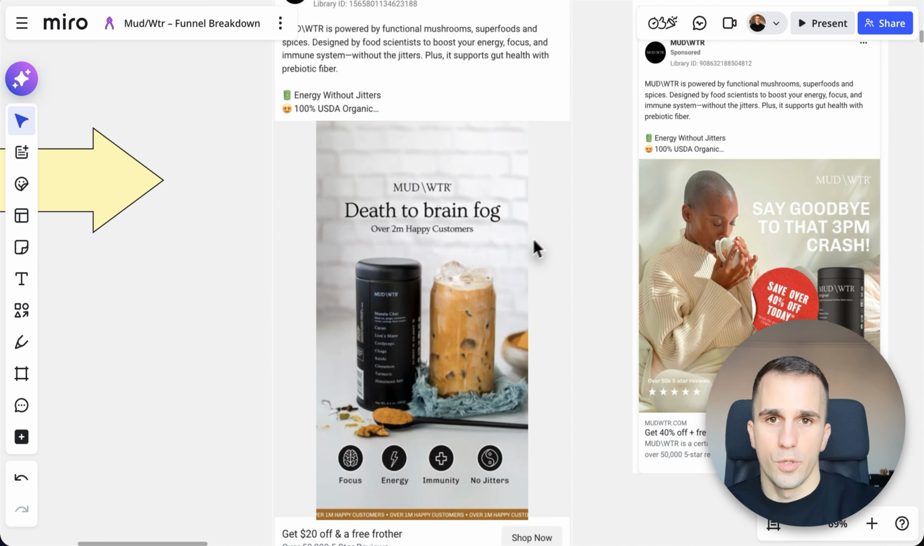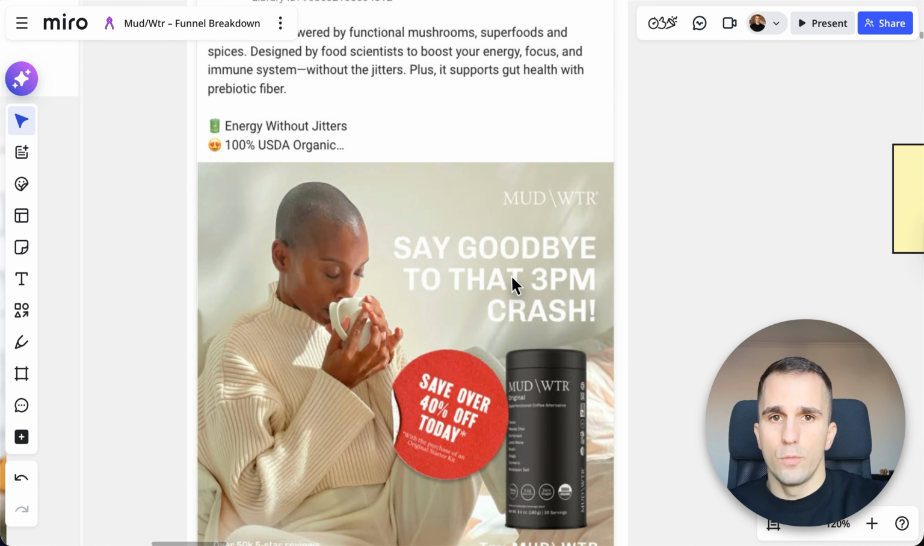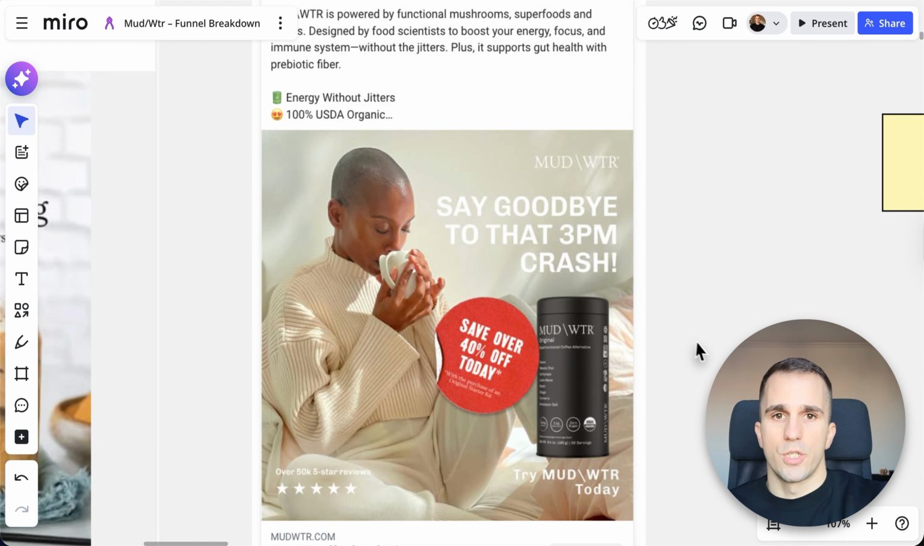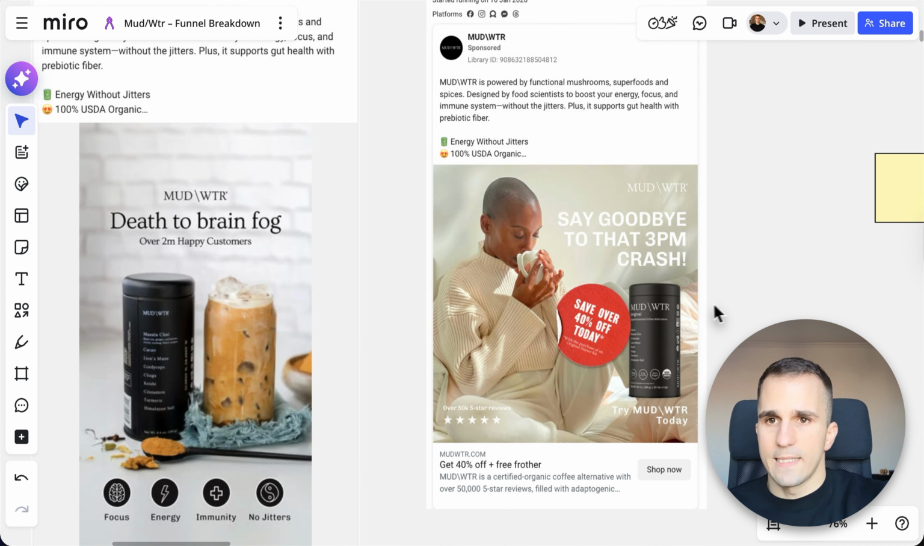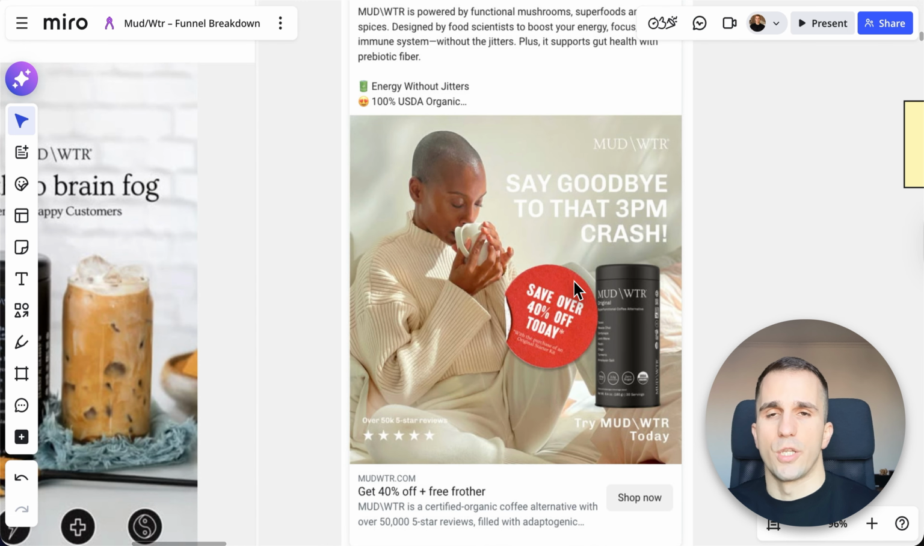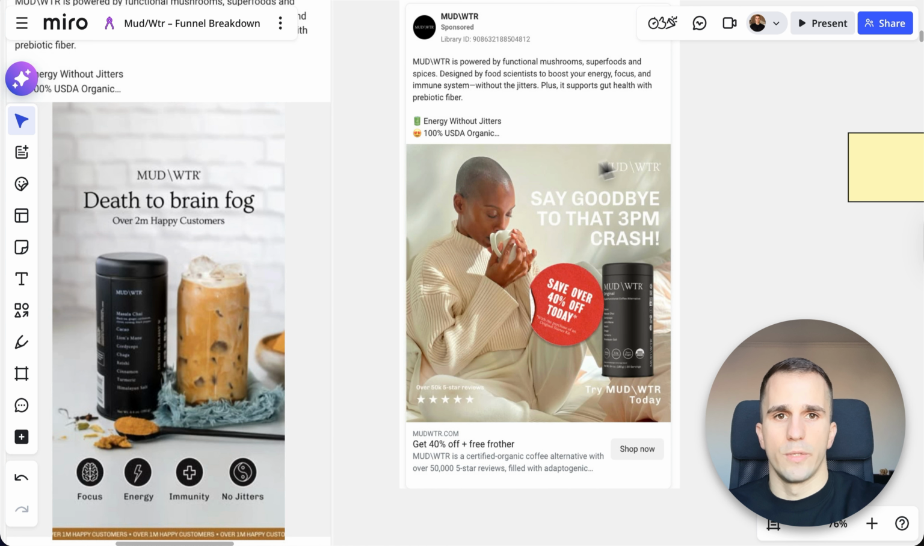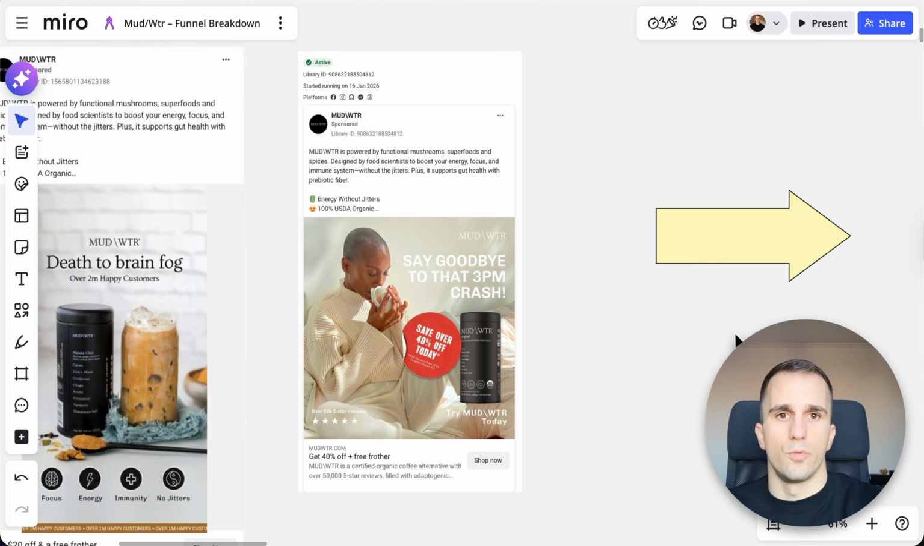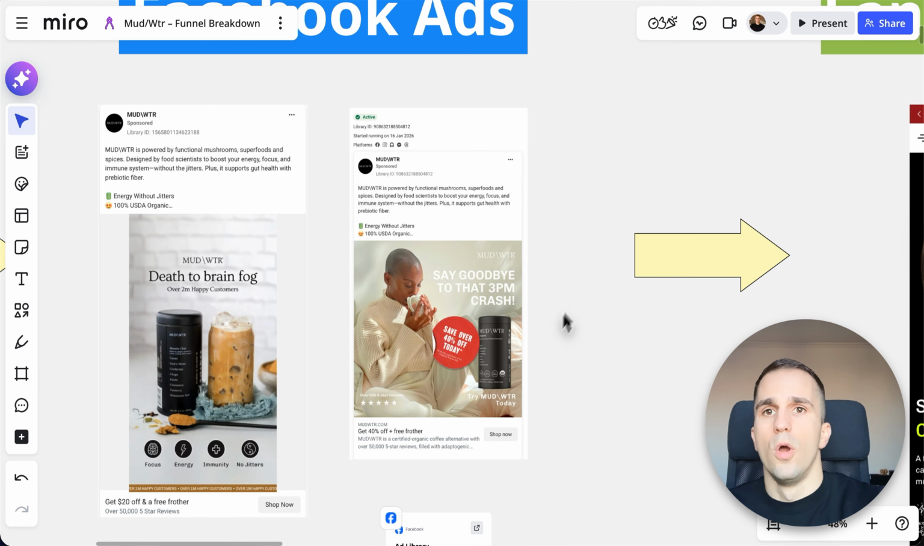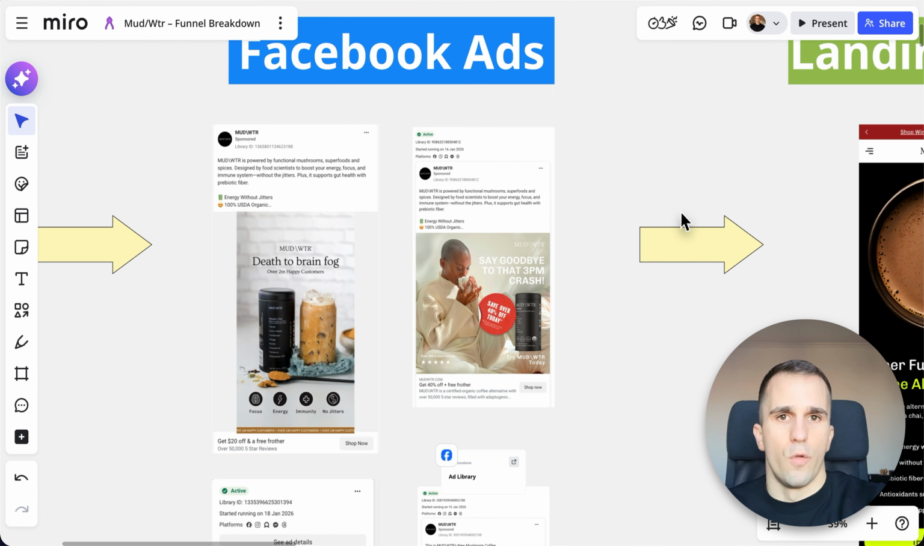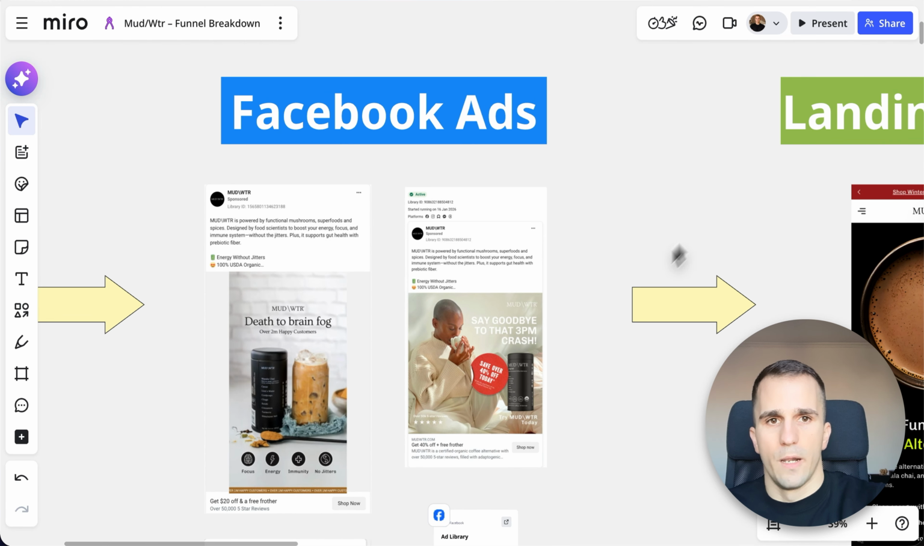The next static ad that we have here says, say goodbye to that 3 p.m. crash. So as with the previous ad, as you can see, we're once again having the problem solution lead. So everybody that has that 3 p.m. crash now, they're going to resonate with this message. And therefore, they're just going to click on it out of curiosity in order to actually learn more about this product and how this company can help them solve it. Later, we're going to cover the next steps.